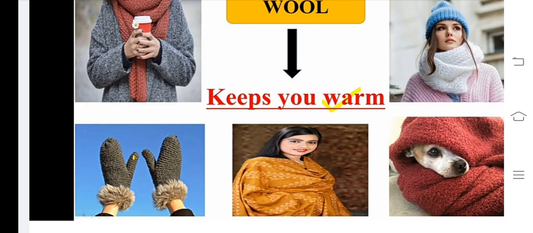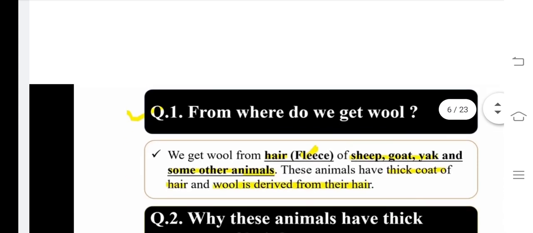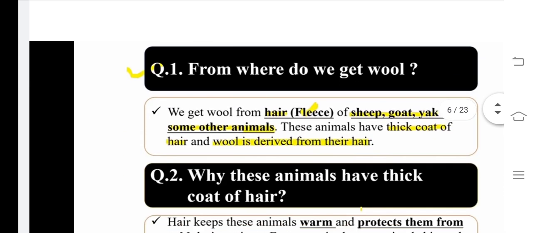During winter season we are using wool. Why? Because it keeps us warm. Clear? Next slide, observe carefully. Please copy these questions to your classwork, children. Topic: fiber to fabric.